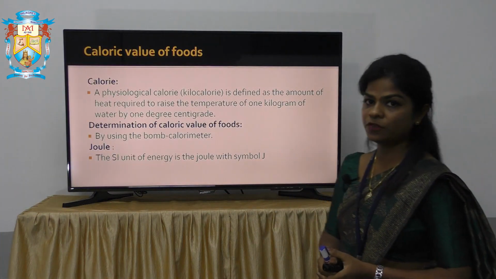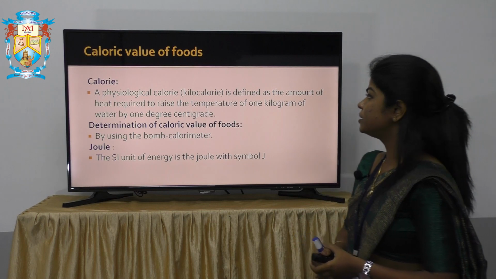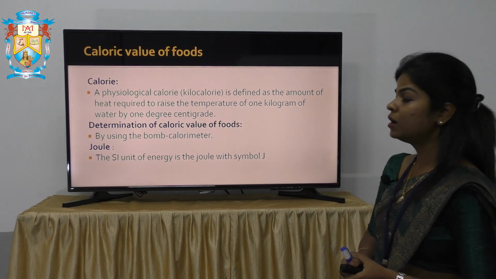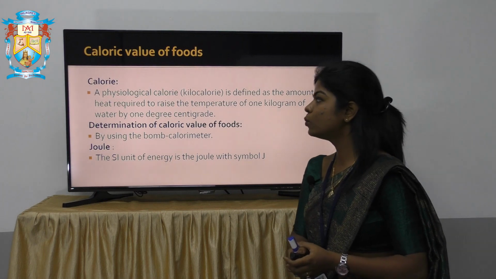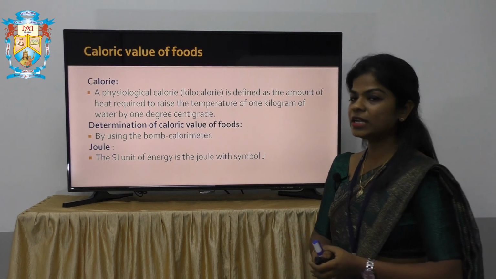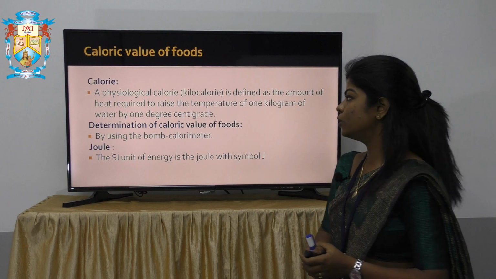So here is the definition of calorie. A kilocalorie is defined as the amount of heat required to raise the temperature of 1 kilogram of water by 1 degree centigrade. Next is the determination of energy value of food.